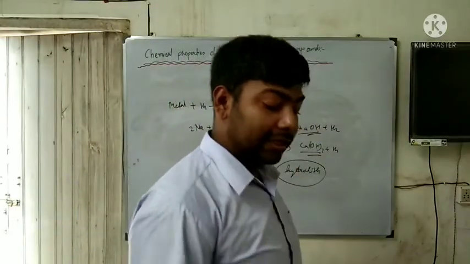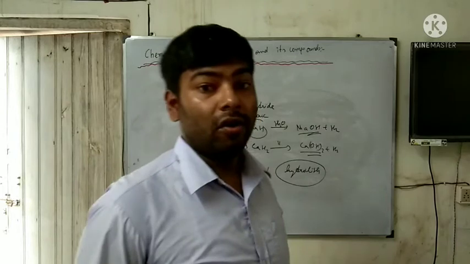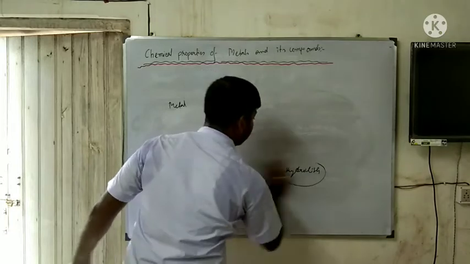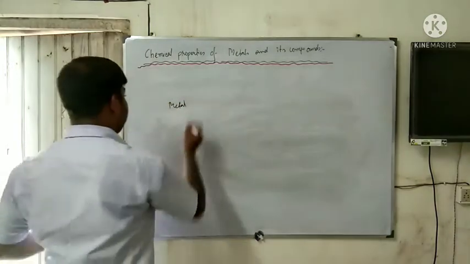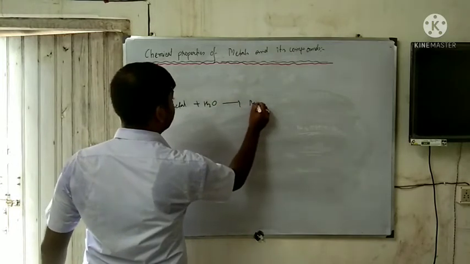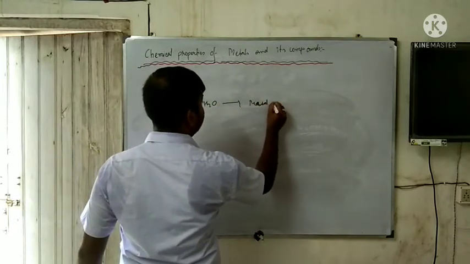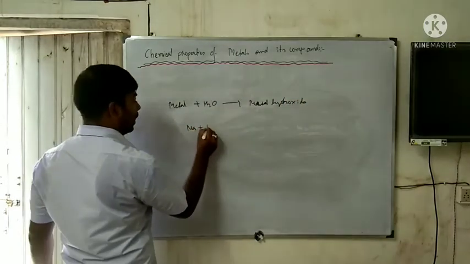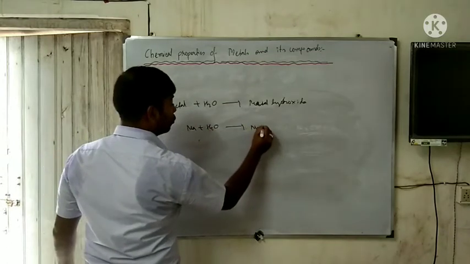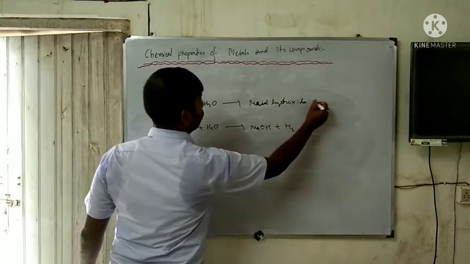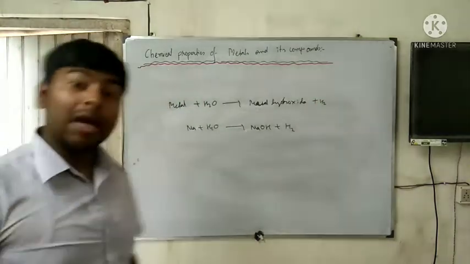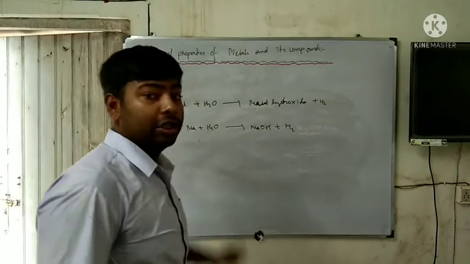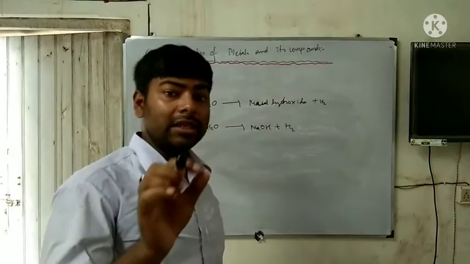So next is the reaction of metal with water or air, directly. Metal reacting with water produces metal hydroxide. Suppose sodium plus water, it produces sodium hydroxide plus H2. Now see, some metals react very explosively with water. For example, sodium and potassium react very explosively.